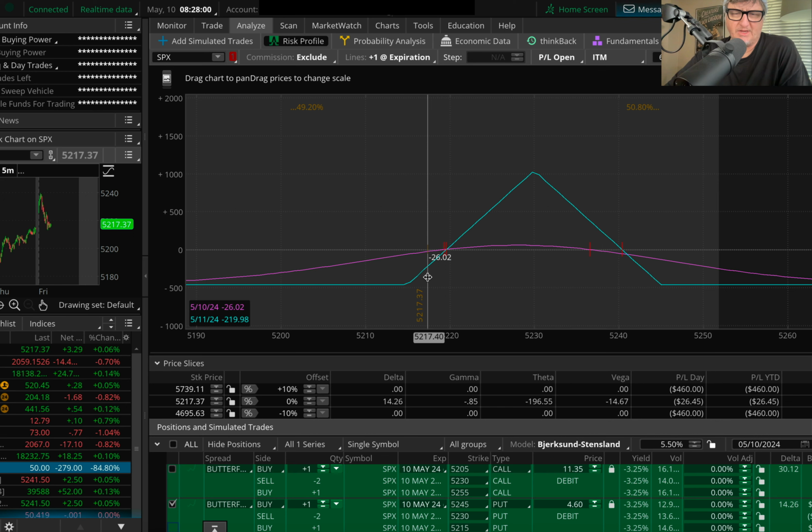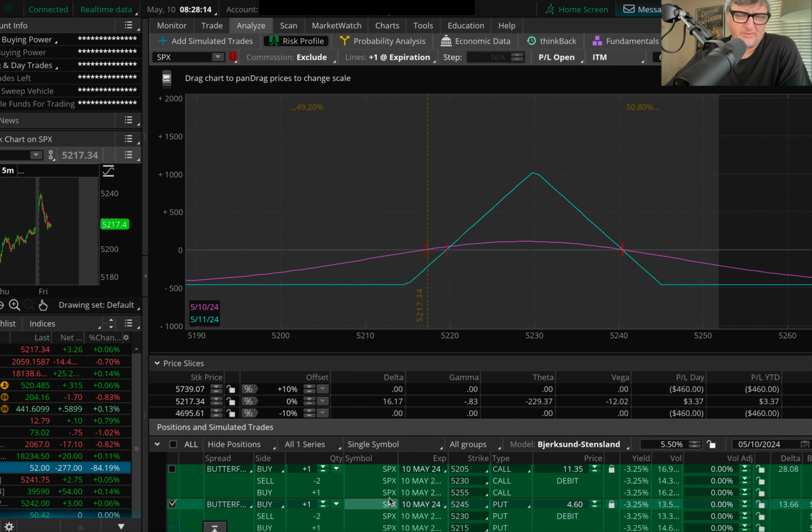Right now this trade, had we not closed that down, we would have a loss of maybe $20. Outside the tent, loss of $20 to $30 at this point. But again, this trade was already closed down at profit target, so that was a winner.